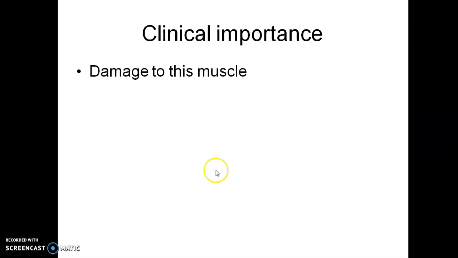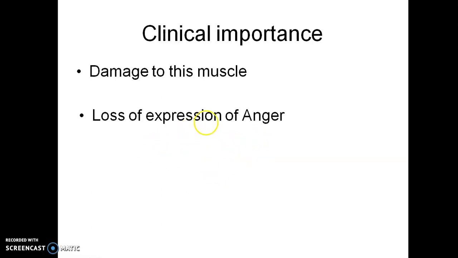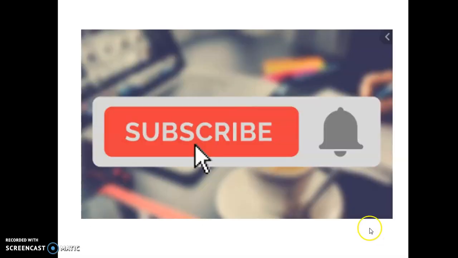So damage to this muscle can result in what? Can you guess? Even if you are angry, it will not be expressed on your face. So that is loss of expression of anger. It appears as though you have not got anger to whatever word said and done.